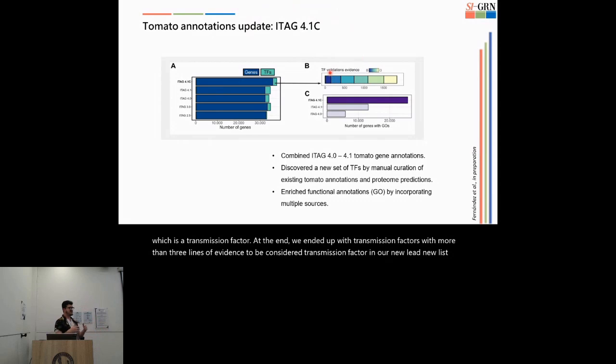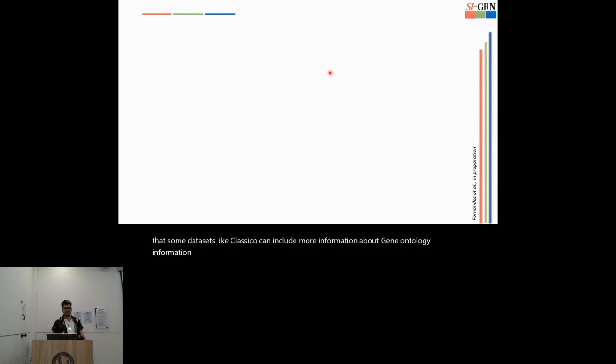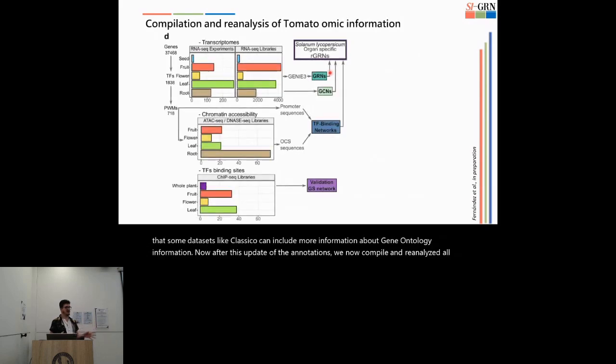Finally, we enriched the functional annotation for gene ontology for tomato by incorporating multiple sources of information. If you work on plants, you can see that some datasets like PLAZA 5 can include more gene ontology information. Now, after this update of the annotations, we compiled and reanalyzed all tomato omic information available in terms of transcriptomes, chromatin accessibility, and ChIP-seq.